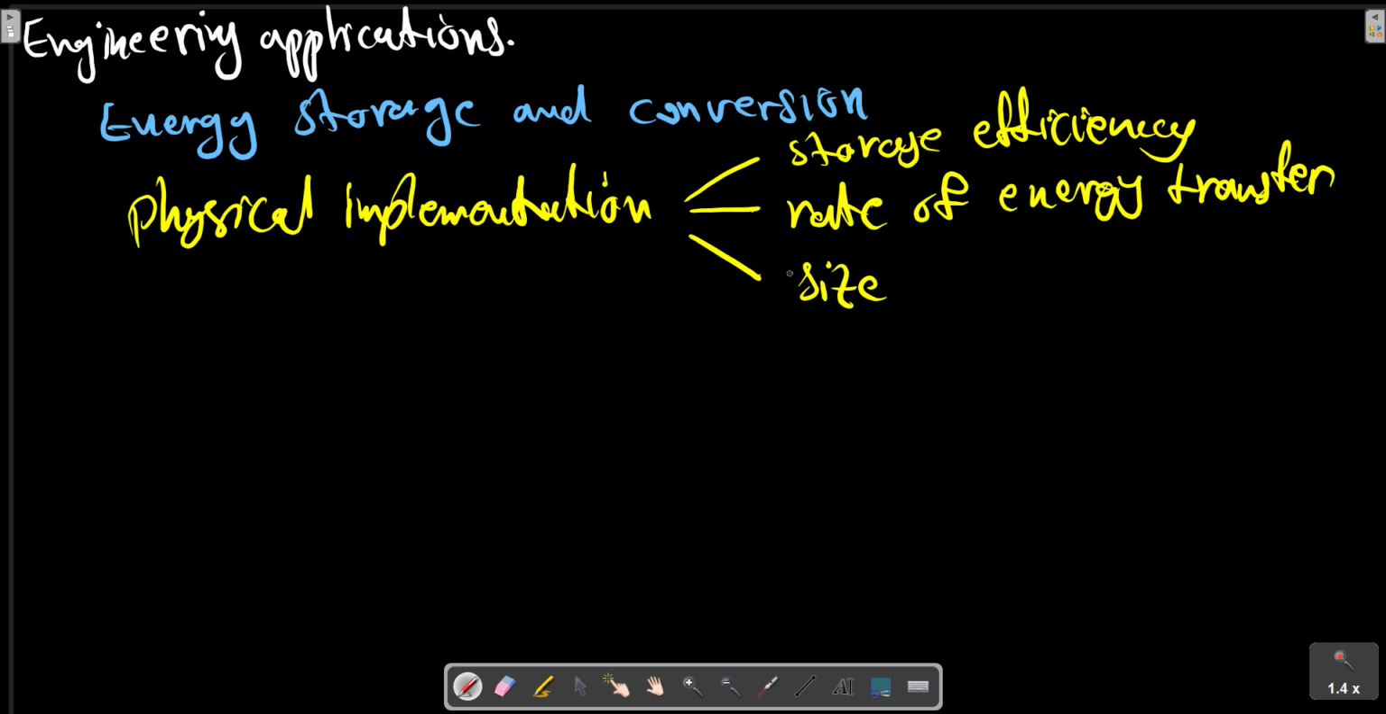This system can also include a possible energy conversion that consists of a change of one form of energy to another form of energy.